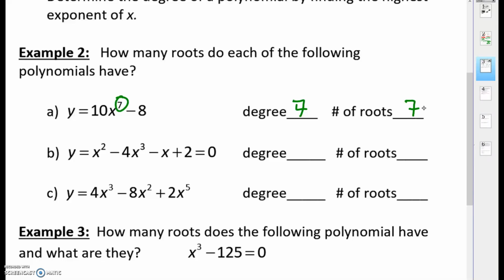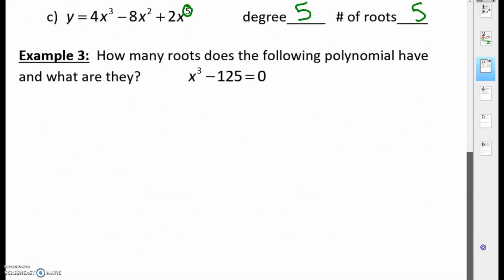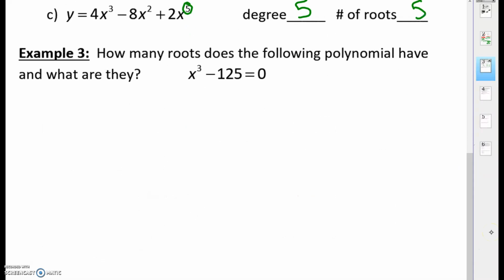Here, y equals x squared minus 4x cubed minus x plus 2 equals 0. My highest exponent is 3, so my degree is 3, which means we're going to have 3 roots. And down here, when I look at this, my highest degree or exponent is 5, so we have a 5th degree and 5 roots. So let's look at example 3. Here I have x cubed minus 125 equals 0. That's a 3rd degree, because that's a cube, which means we should have 3 roots or solutions.